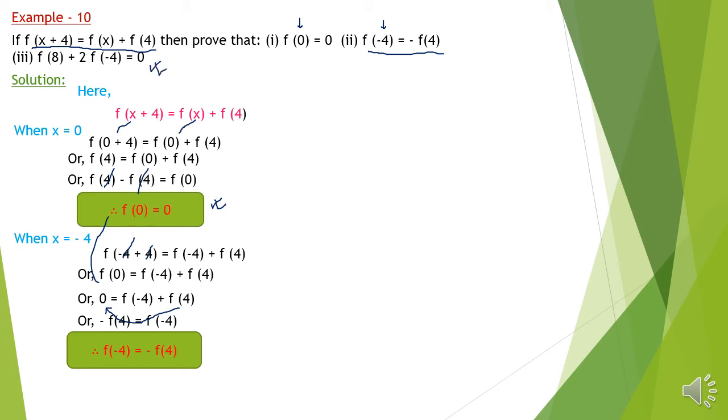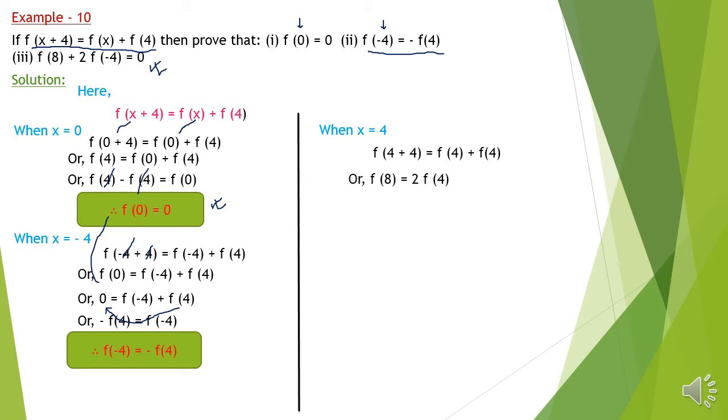For the third one, our input will be 8. No, if we input 8, then it will be 8 plus 4, 12. We don't need 12 in our question. We don't have to prove any 12 related question. So what we have to do is we just have to input 4. Now when x is equal to 4, then 4 plus 4 is 8. We will get our 8. So f(4 + 4) is equal to f(4) plus f(4), isn't it? We need f(8), and that's the 8 we get, and these are like terms, so they are added.